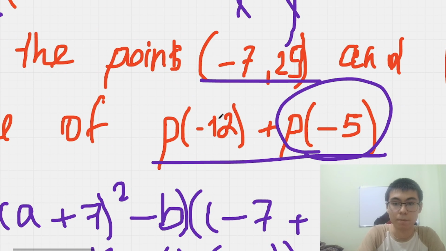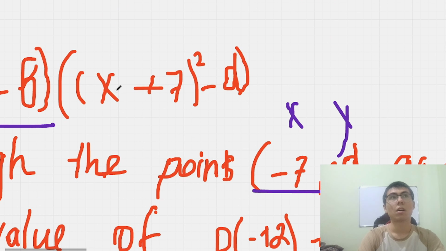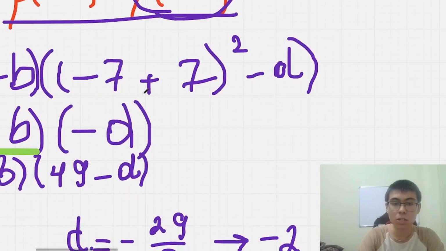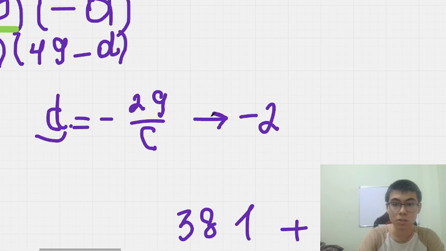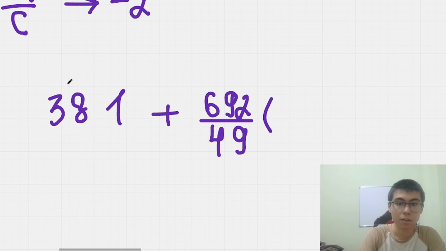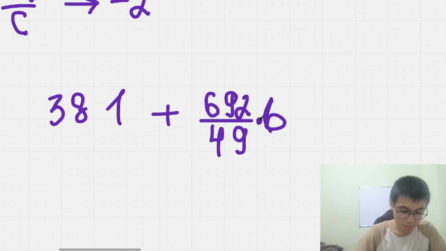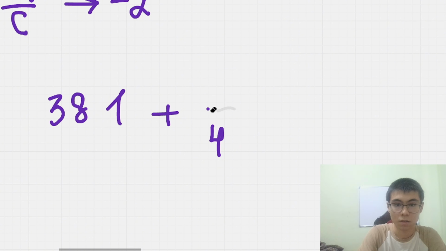So if x equals minus 5, we have 2 to the power of 2, which is 4. 4 minus d. So we already know d, which is minus 2. So 4 minus minus 2 is 4 plus 2, which is 6. So we can multiply that here. 6 multiplied by 692 divided by 49, and we get 45. Okay. So this thing is 45.